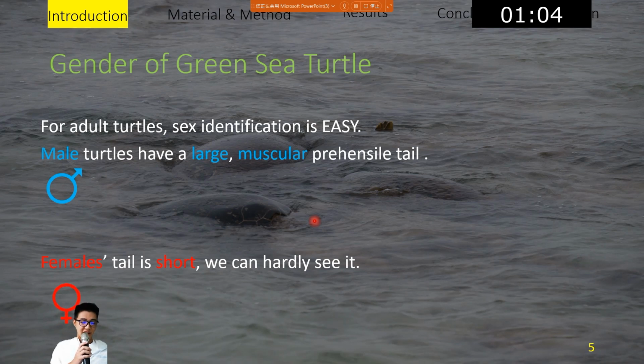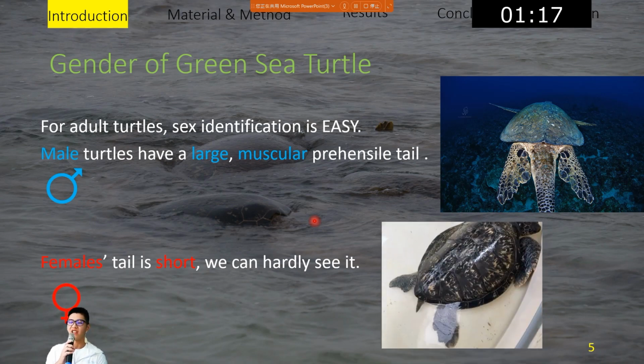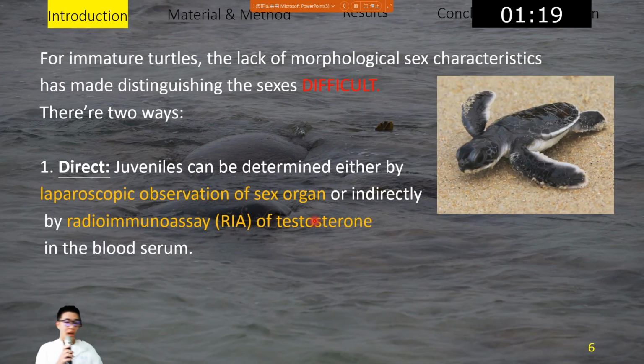To identify their gender, it's easy for the adults, because males have a strong and large tail like this. But females don't have that. They just have a short and tiny tail like this. But for the juveniles, we cannot use this way because none of them have the tail. They haven't shown it yet. So there are two ways to know their gender.